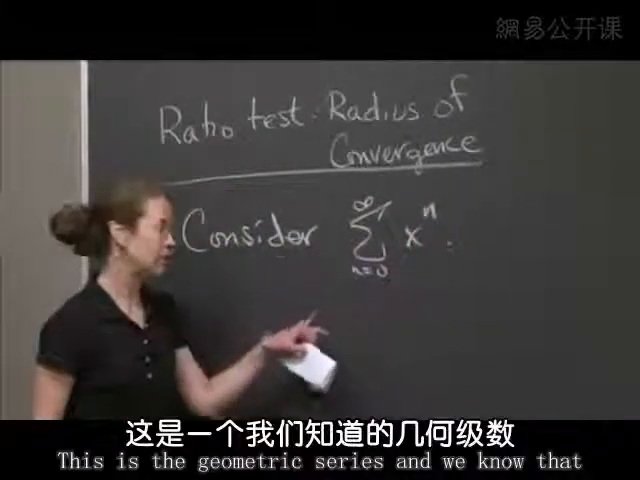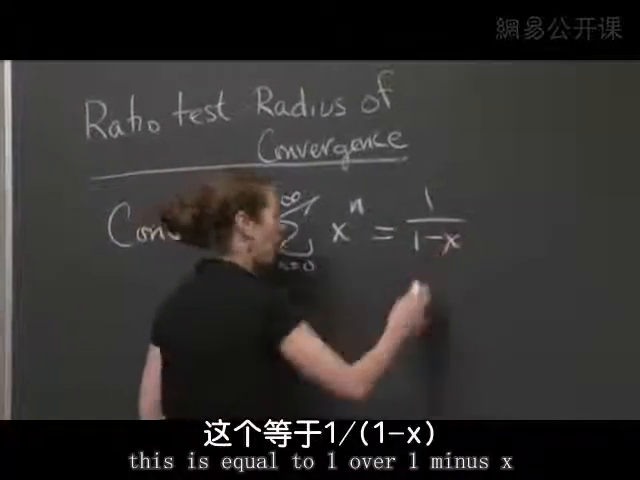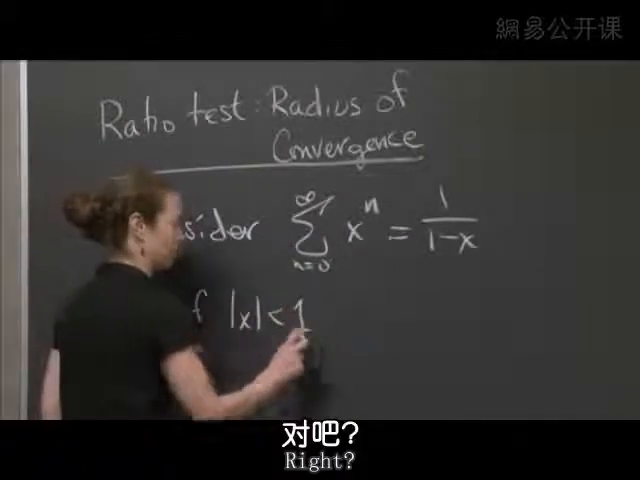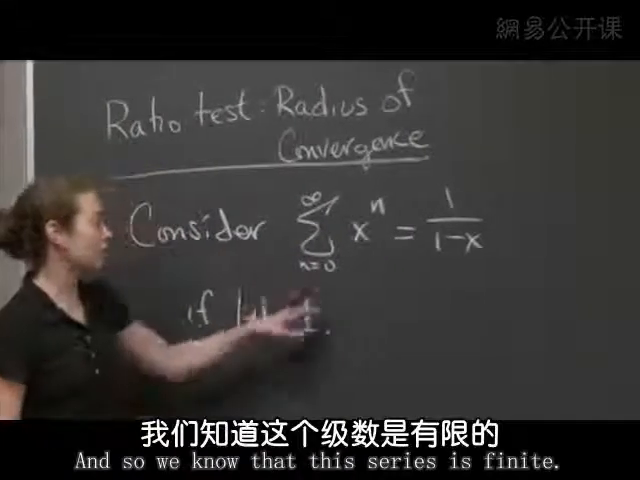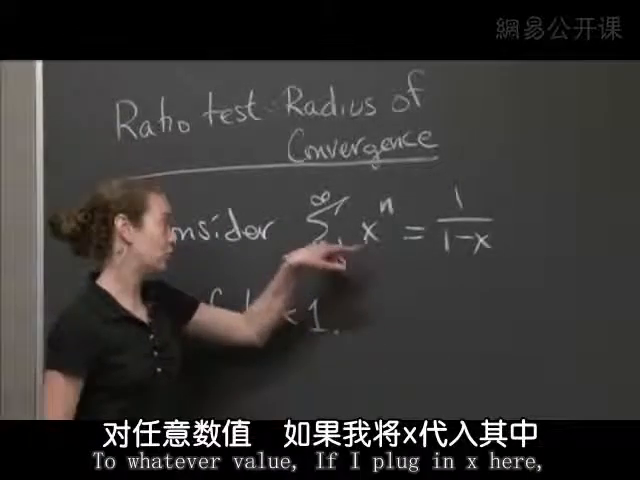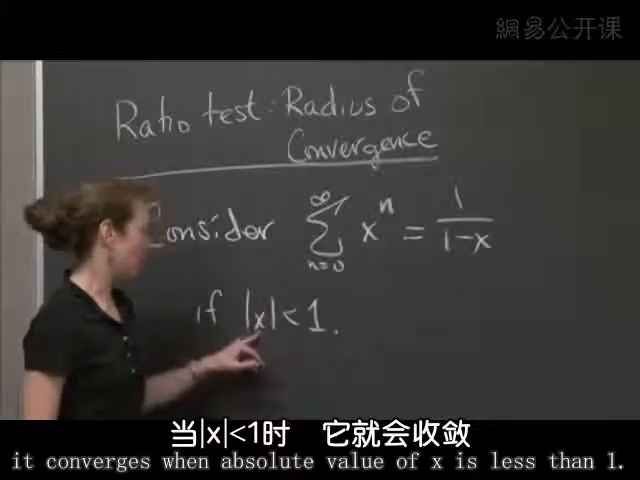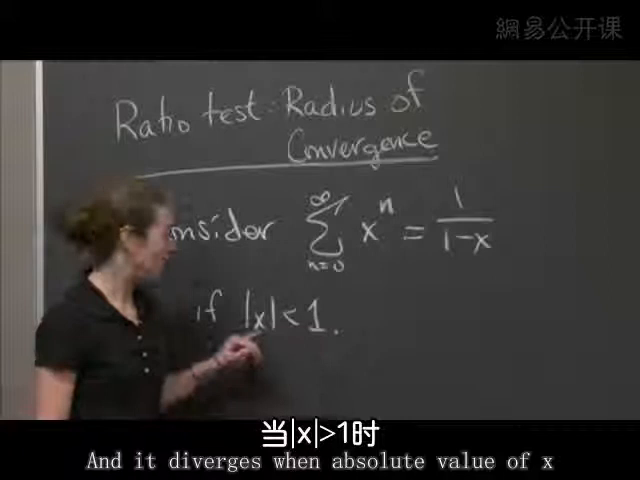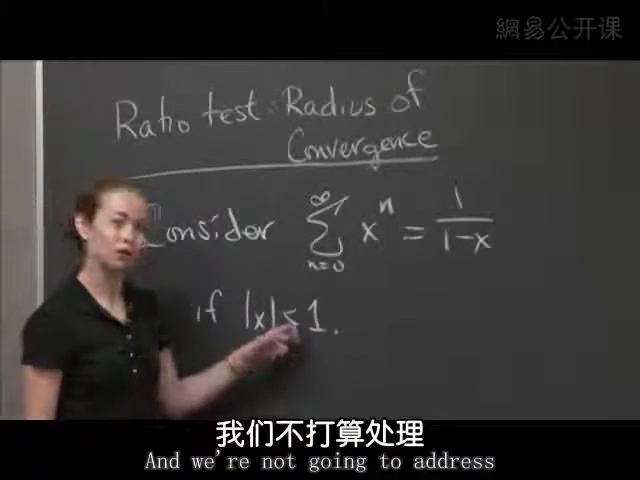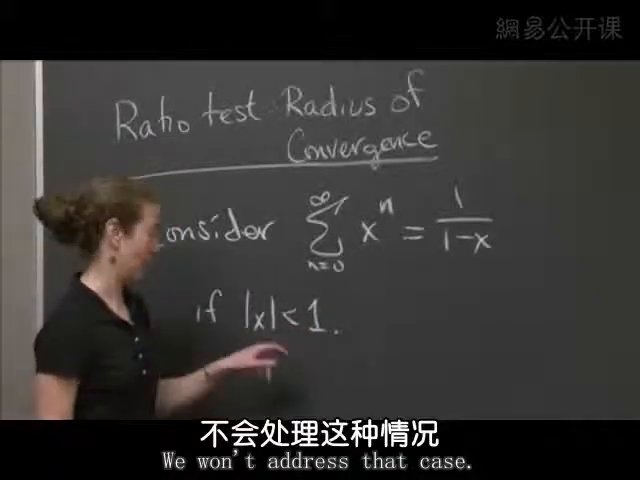This is the geometric series, and we know that this is equal to 1 over 1 minus x if the absolute value of x is less than 1, right? And so we know that this series is finite. This sum converges to whatever value if I plug in x here. It converges when the absolute value of x is less than 1, and it diverges when the absolute value of x is bigger than 1. And we're not going to address when the absolute value of x equals 1. We won't address that case.